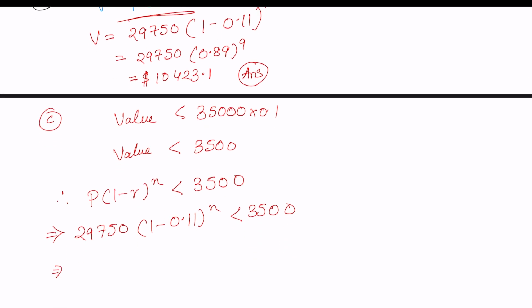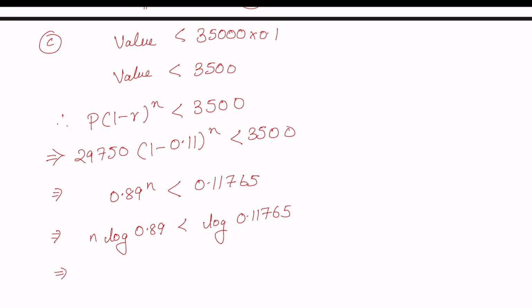So if I shift the 29,750 to the other side, I'll get 0.89^n less than 3,500 divided by 29,750. The value would be 0.11765, right? Now I'll take log on both sides. If I take log, I can take this power, so it would be log 0.89^n, and I can move the power to the front. Now I'll divide both sides by log 0.89. So n would be greater than log 0.11765 divided by log 0.89.